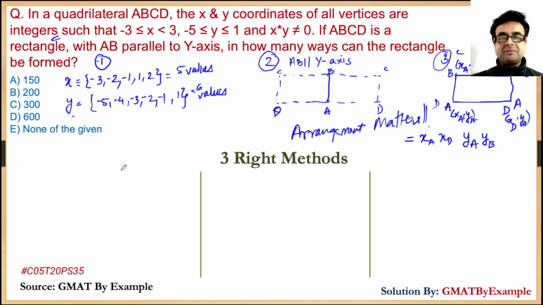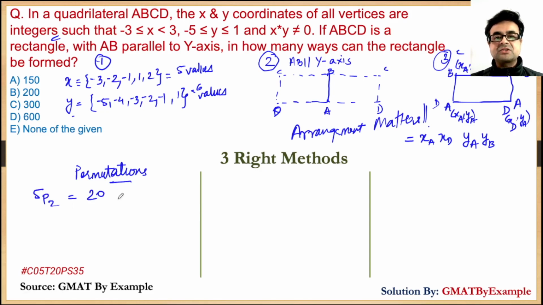The first right method is simply permutations. In the permutations method, we will take from 5 values of x, 2 values, giving us 5P2 = 20 ways of finding XA and XD. Similarly, finding out of 6 y values 2, which will be done in 6P2 ways, and a multiplication of them will give me the total number of ways, which will be 600. That is my answer, number D.